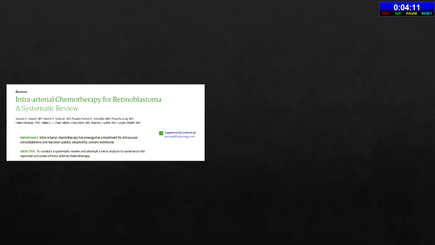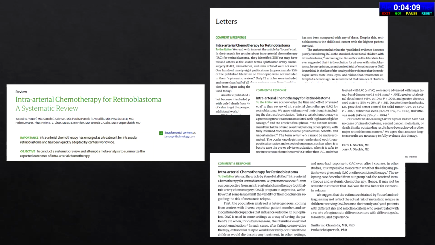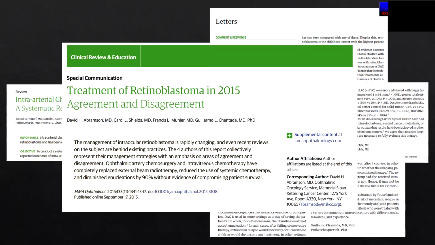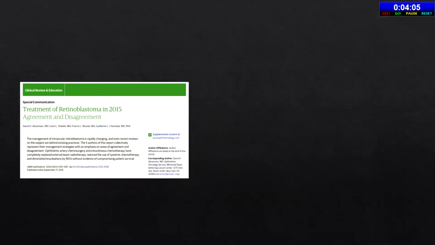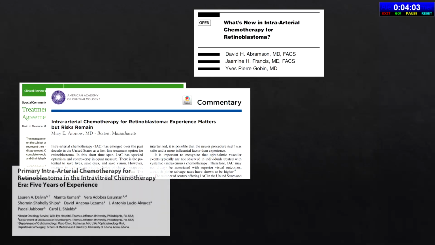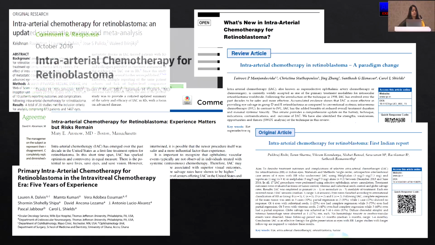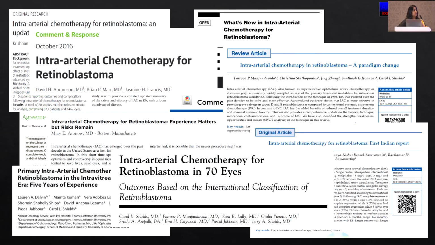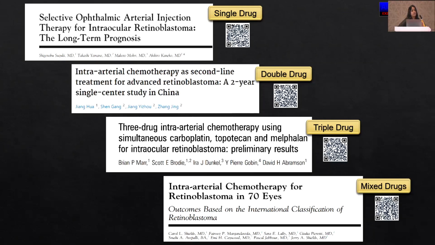A number of studies have been done in the past, and we have seen agreements and disagreements, and several analyses have been carried out to refine intraarterial chemotherapy to a higher level. It has been over 15 years, and multiple drug regimens have been seen: single drug, double drug, triple drug, mixed drugs. However, the astonishing part is that for the triple drug regimen, only one study has been done, of 22 cases, a preliminary study done in 2012.